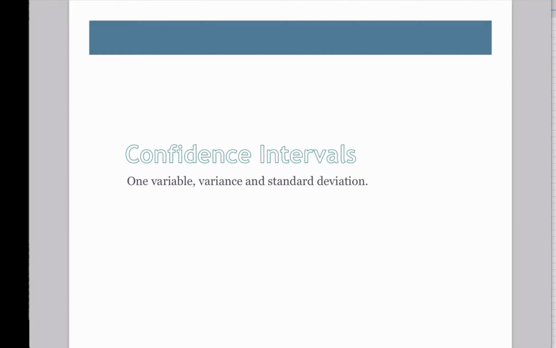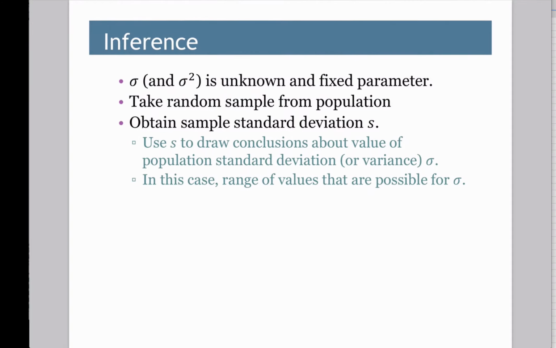All right, so let's talk about confidence intervals where we have one sample or one variable, and we're looking at variance and standard deviations. So again, sigma or sigma squared, we don't know it, we want to find it, so what are we going to do? We're going to go out and take a sample. From that sample, we'll get S or S squared, right? The standard deviation or variance of the sample, and we'll use that to make a guess or an inference about the population.